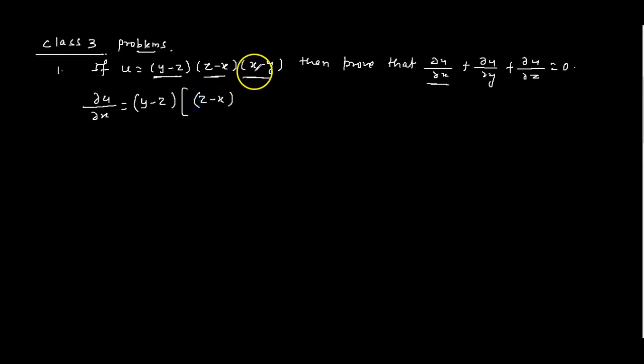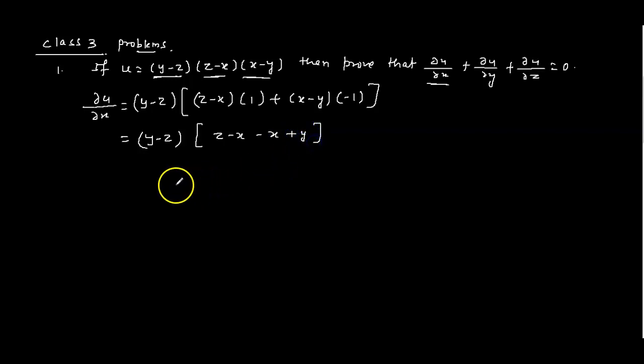This x minus y differentiation with respect to x: the x differentiation is 1 and y is 0. Plus this x minus y as it is, and this z minus x differentiation with respect to x: so z differentiation is 0 and x differentiation is minus 1. So we'll get this. If we simplify here, we can write y minus z, and this one we take z minus x, minus, if we multiply, so we will get minus x and plus 1. So we can write here y minus z and this one z minus 2x plus 1.